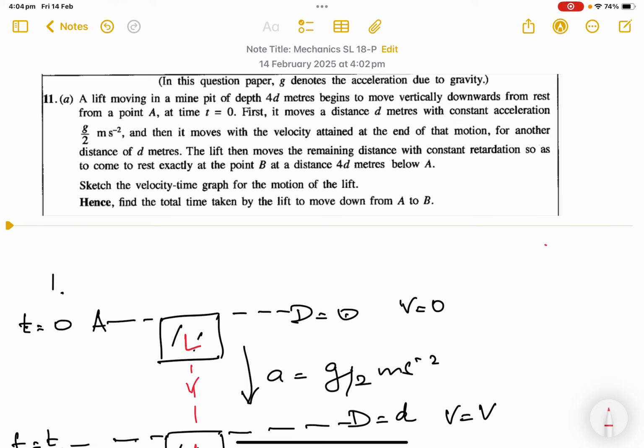The lift then moves the remaining distance with a constant retardation, so slowing down, so as to come to rest exactly at the point B at a distance 4d meters below A. Sketch the velocity time graph for the motion of the lift. Hence, find the total time taken by the lift to move down from A to B.